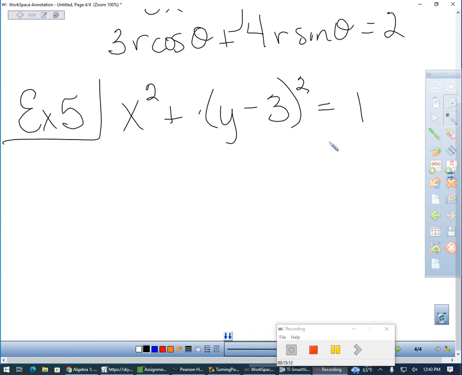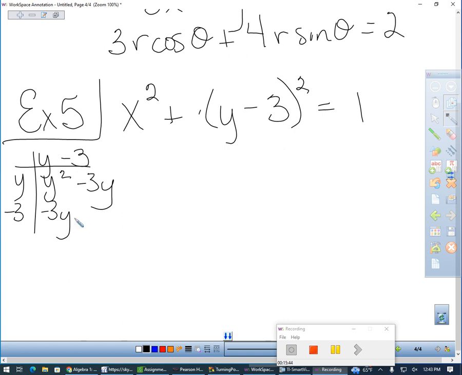All right. So the first thing I have to do is multiply this thing out. How can I multiply y minus 3 times y minus 3? Thank you, good, Gabe. The box. So I have y minus 3 times y minus 3. Y times y is y squared. Y times negative 3 is negative 3y. Y times negative 3 is negative 3y. Negative 3 times negative 3 is positive 9. So I have x squared plus y squared minus 6y plus 9 equals 1.